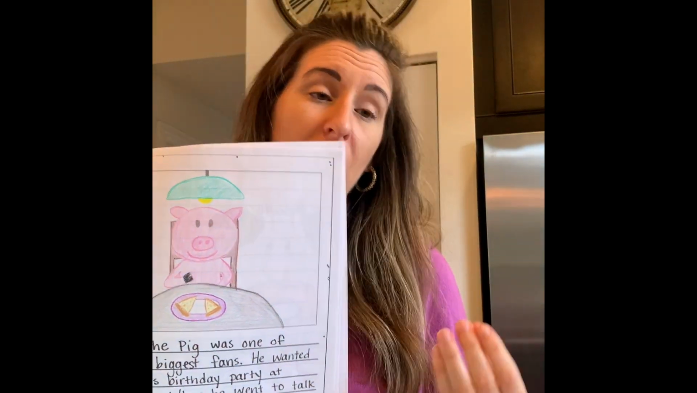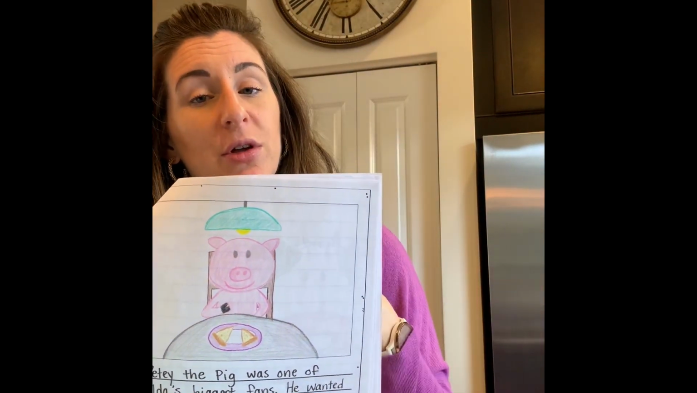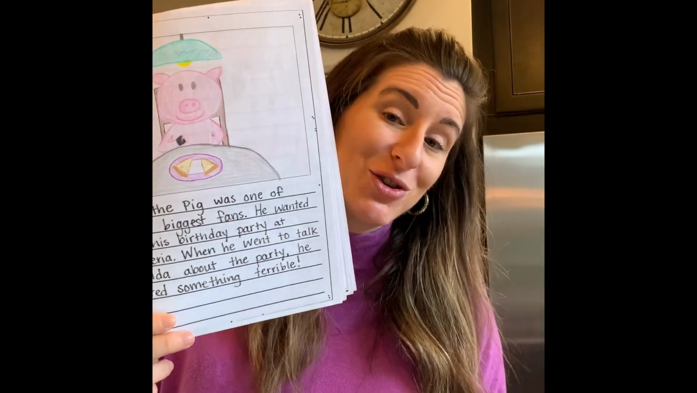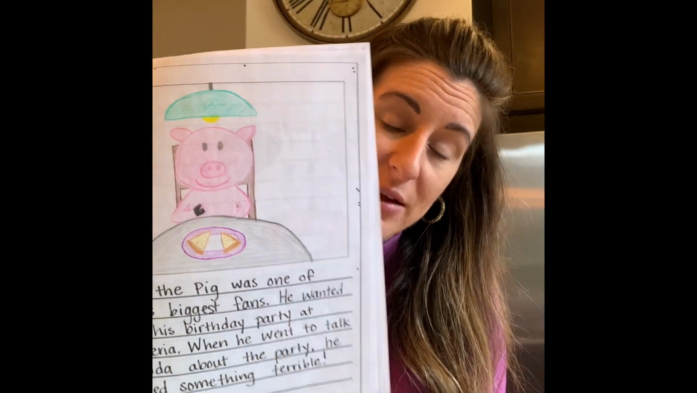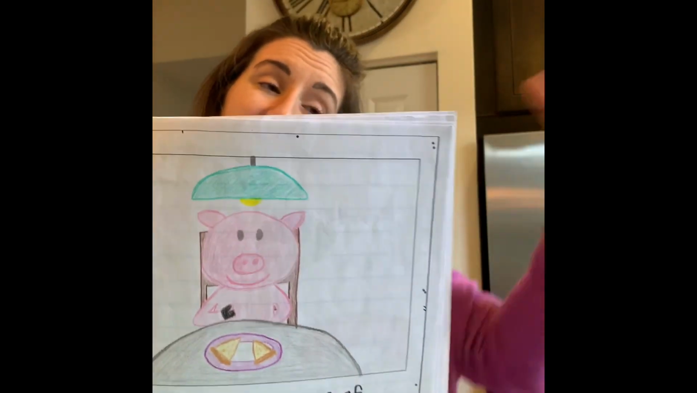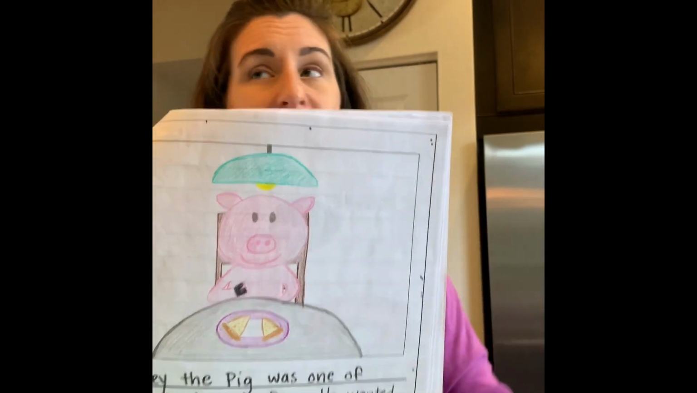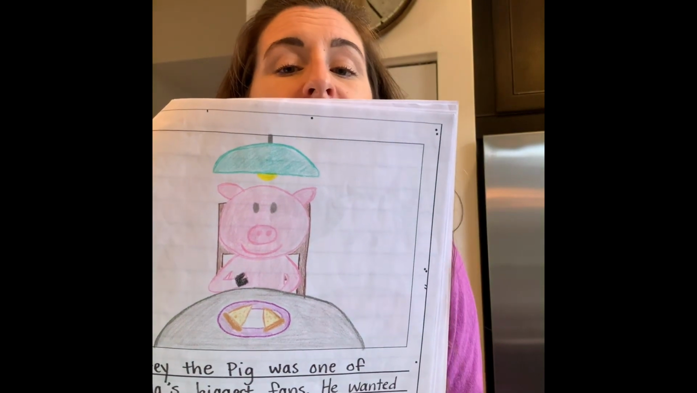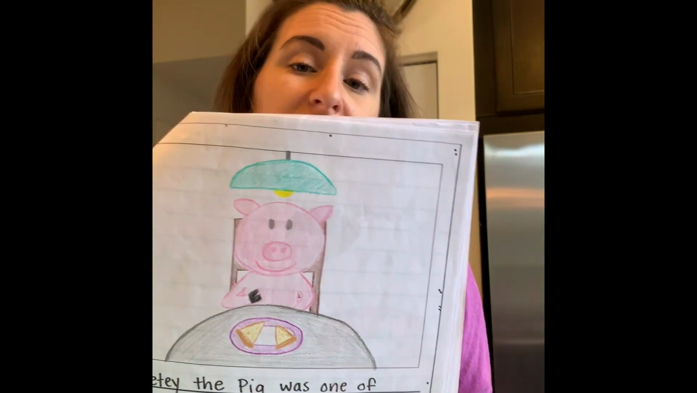So, for example, on my first page, I wrote about Matilda, where she lives and what she does. On the second page, I introduced a new character, Petey the pig, and I wrote, Petey was one of Matilda's biggest fans. He wanted to have his birthday party at the pizzeria. When he went to talk to Matilda about the party, he discovered something terrible. So I'm setting up for the problem, but I didn't give away the problem yet. I'm just telling you about a normal day at the pizzeria.